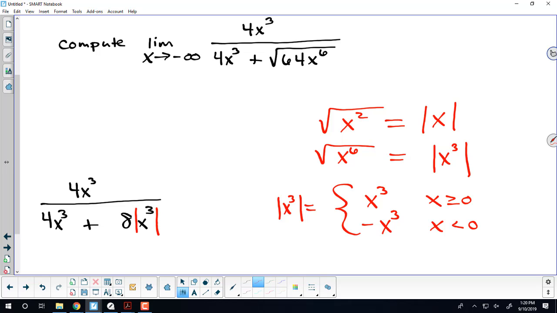So that's what it simplifies to when we don't know where x is. When we know where x is, then we're going to use one of these definitions, depending on where x is. Yeah. So we have a negative 8x cubed. Yeah, so for this limit, it'll be a negative 8x cubed, since x is approaching negative infinity, we're running through all the negative numbers.